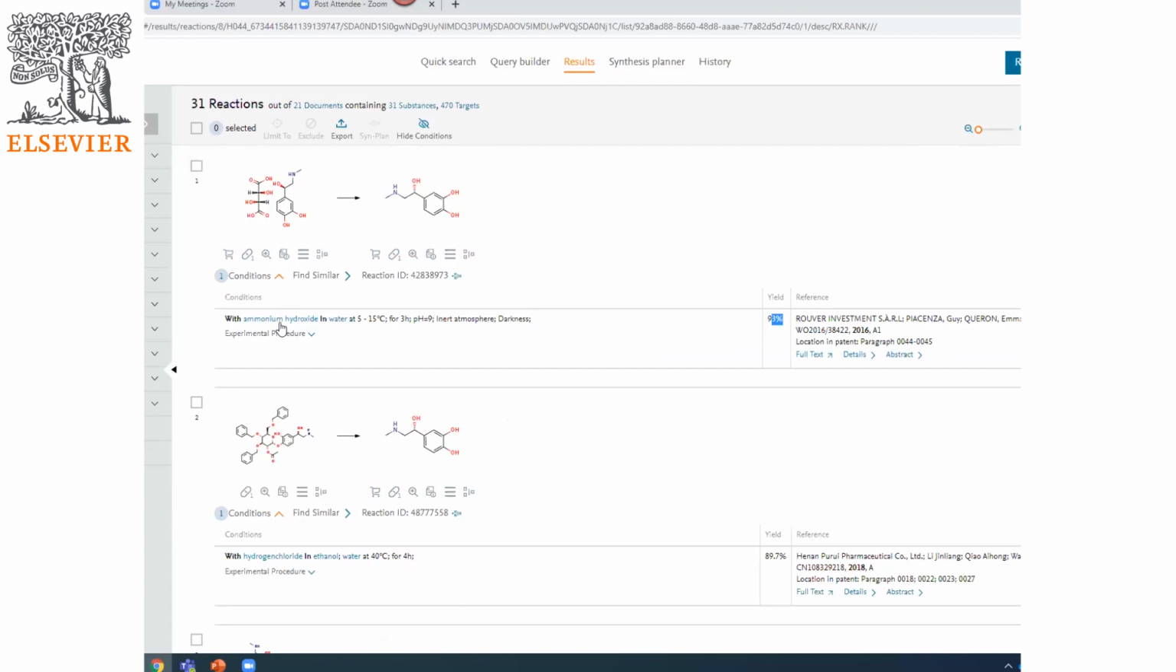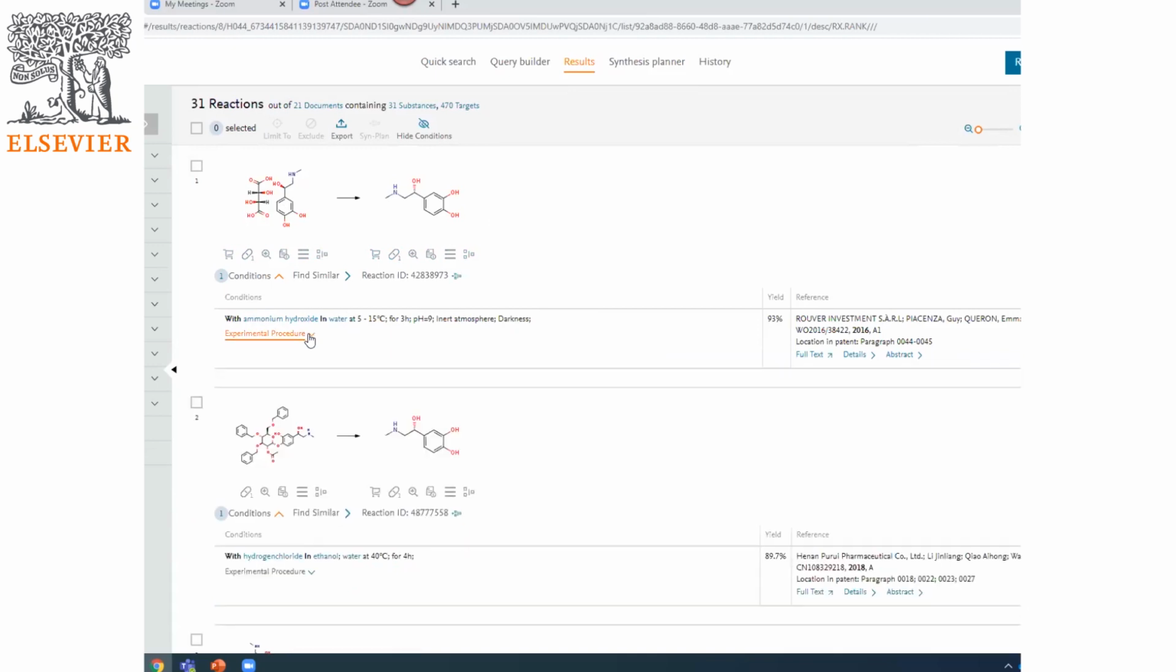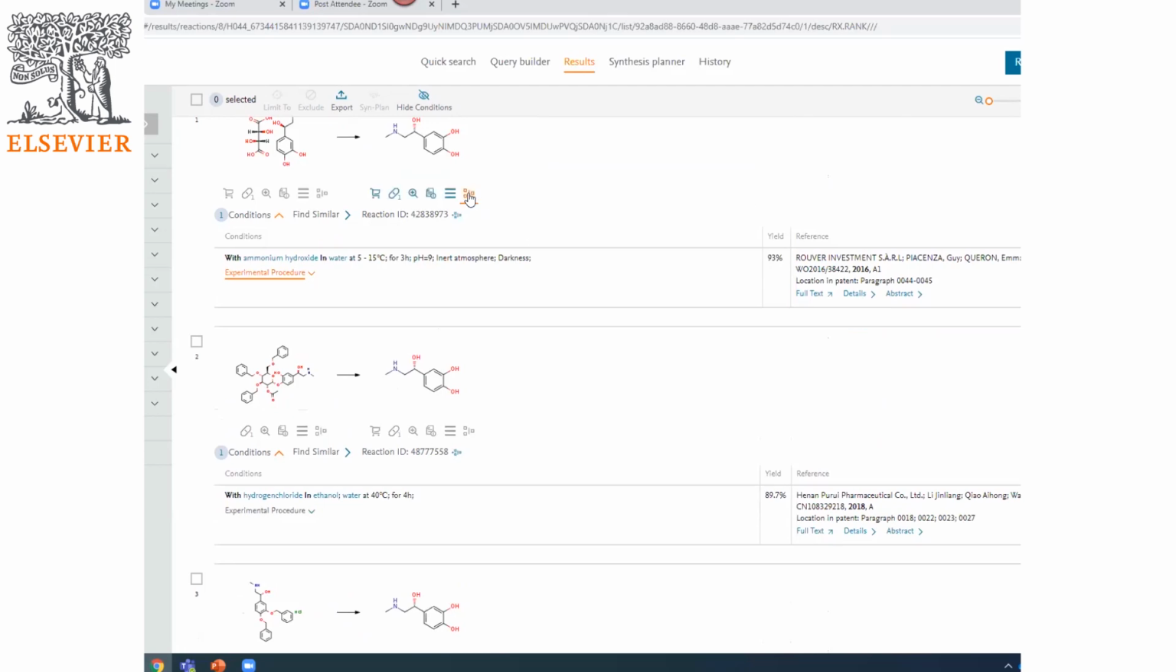It contains the conditions, so the catalyst, solvent, temperature, and other conditions like inert atmosphere, darkness. It may contain an experimental procedure which is excerpted from a patent or from key journals. And it also has its own specific filters. It's one way to see a single reaction. But also what you can do is to use synthesis planner.